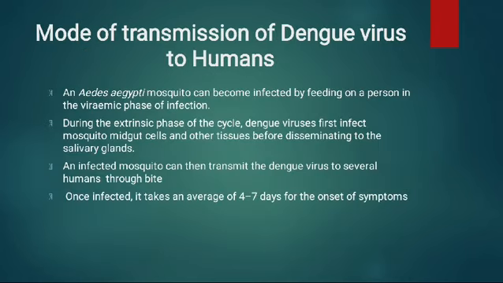The next one is the mode of transmission of dengue virus to humans. An Aedes aegypti mosquito can become infected by feeding on a person in the viremic phase of infection. During the extrinsic phase of the cycle, dengue viruses first infect the mosquito midgut cells and other tissues before disseminating to the salivary glands. An infected mosquito can then transmit the dengue virus to several humans through bites. Once infected, it takes an average of 4 to 7 days for the onset of symptoms.